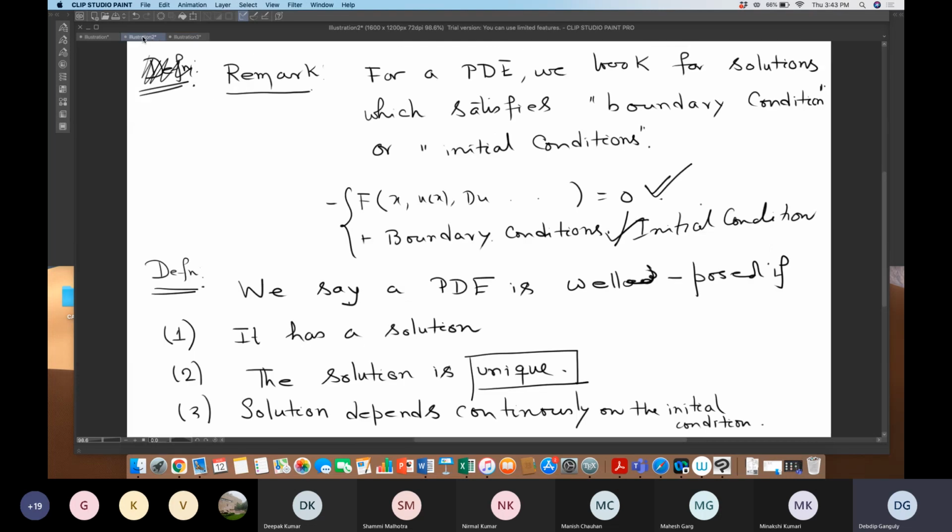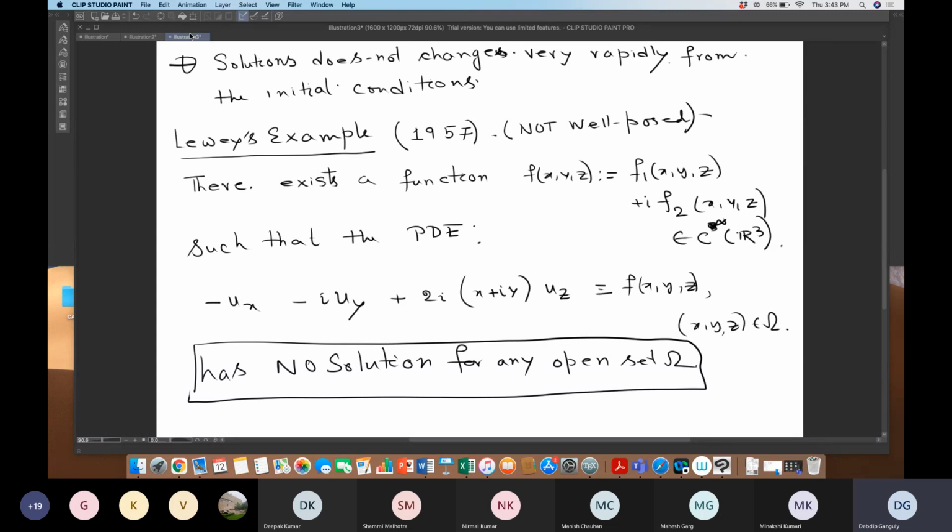Okay. So because this well posedness is a definition, we say a PDE is well posed if it has a solution. Second, the solution should be unique. And the third, the solution depends continuously on the initial data. That means the solution should not change very much, so it should change continuously with the initial conditions. Okay. And this is an example of a PDE which is not well posed.